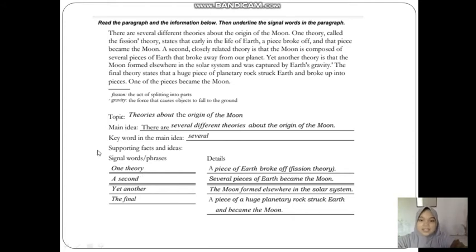So, after we identify the keyword, we should identify the signal word. There are 4 signal words in this paragraph, such as one theory, a second, yet another, and the final. These signal words start the details.